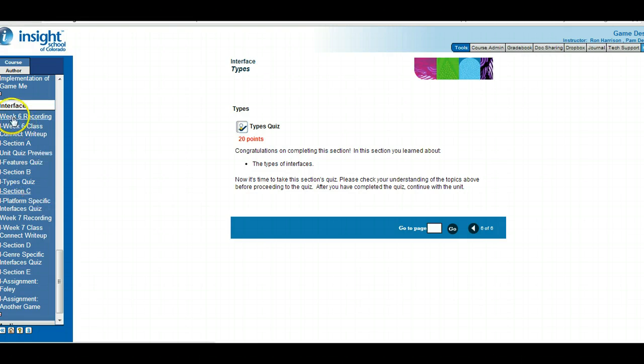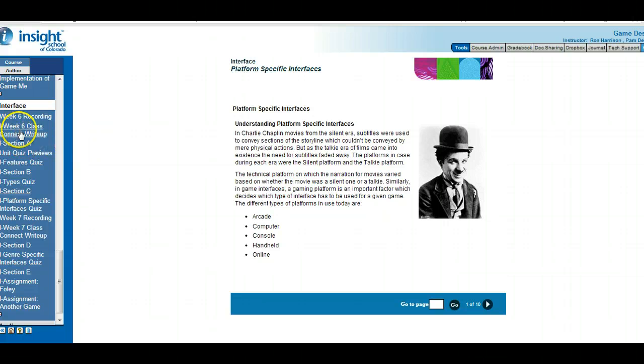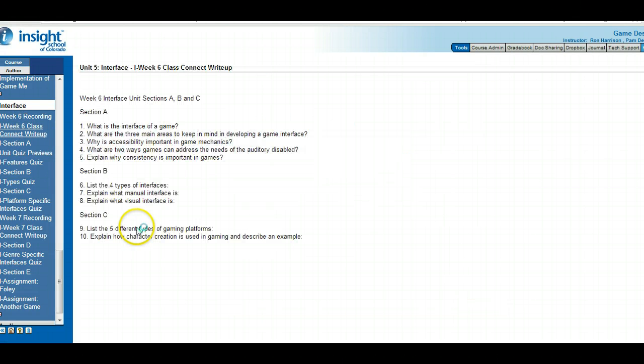All right, now section C. So we're just about finished with this week, so hang in there. So the write-up for section C: 5 different types of gaming platforms. Remember, platforms are the device on which it's played. Explain how character creation is used in gaming, and give an example. It's important. Make sure you give a good example of this. Let's go to section C.